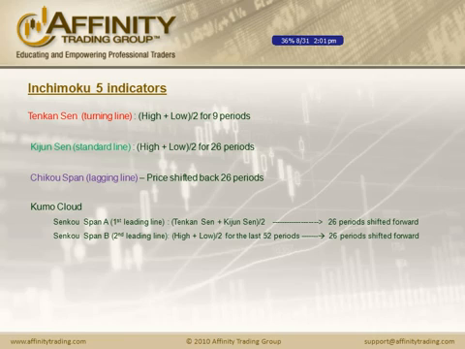The Tenkan-sen, which is called the turning line in Ichimoku, is very similar to a moving average with 9 periods. Most moving averages you add to your charts are based on closing prices. In Ichimoku, we do not use closing prices at all. We use the highest high for the last 9 periods, add it to the lowest low for the last 9 periods, and divide by 2. What this does is give you the midpoint of the range for the last 9 periods.